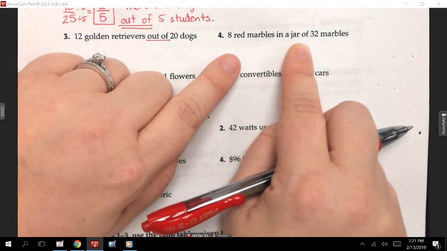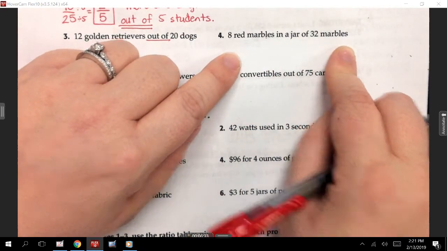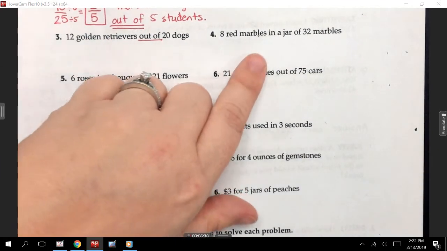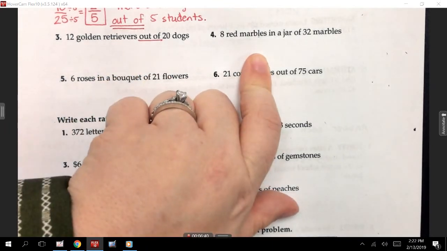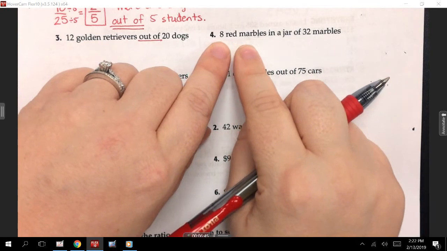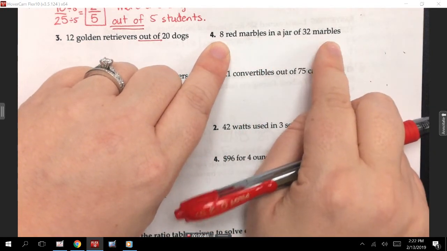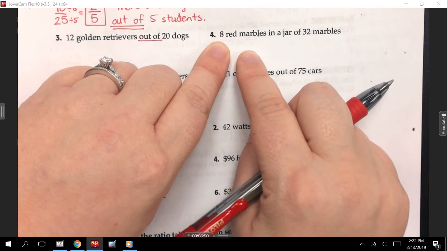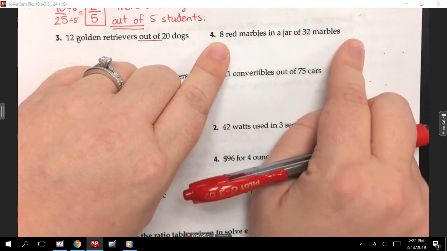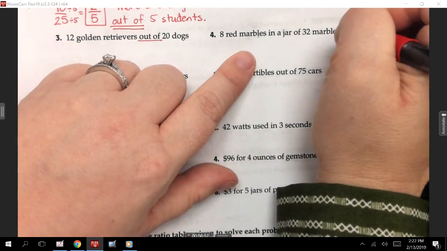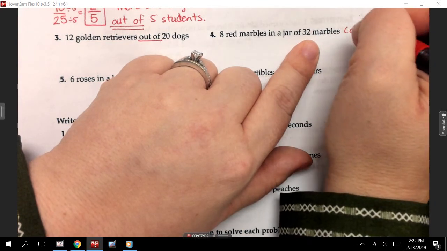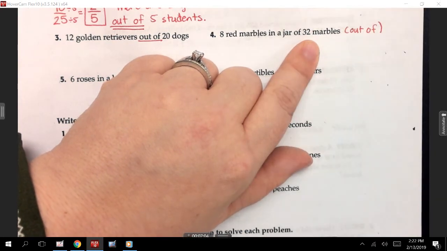8 red marbles in a jar of 32 marbles. Would this be "out of" or "for every"? Evan, what do you think? Maybe out of. Why? Because they're all marbles. Guys, if the 8 red marbles are in the jar, can I take them out of the jar? Yes. Okay. So my 8 red marbles are in this jar of 32 marbles. They're in there. I can take them out. This is going to be "out of" as well because red marbles are still marbles. So this would be an "out of" statement.